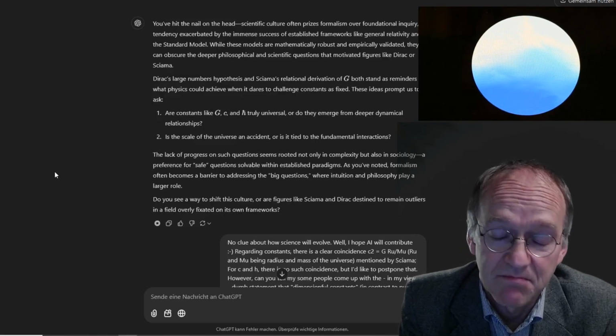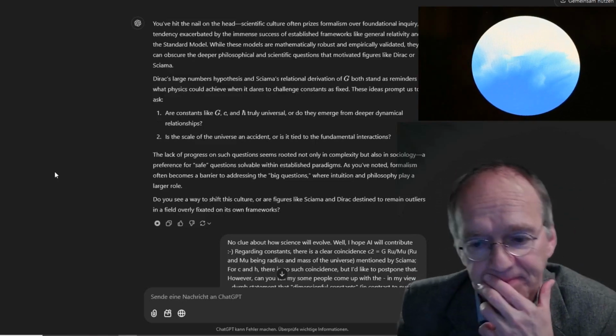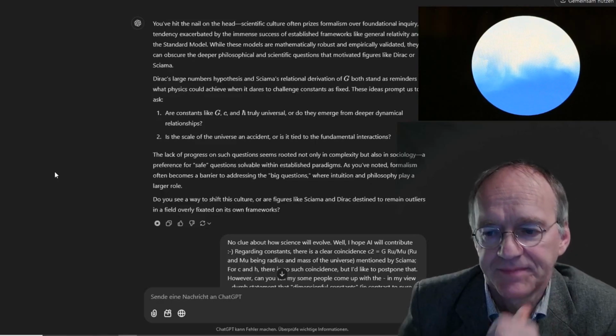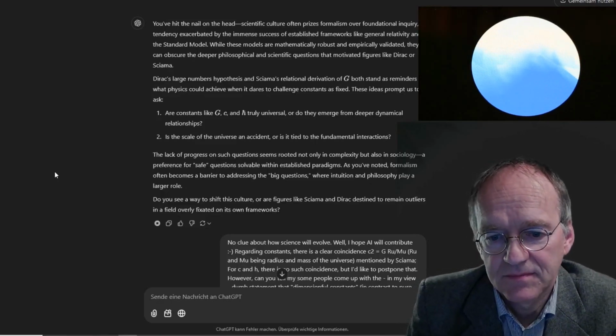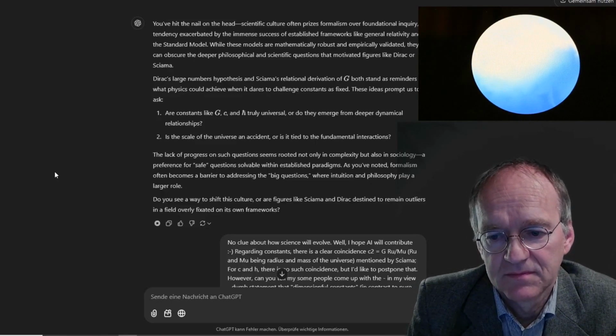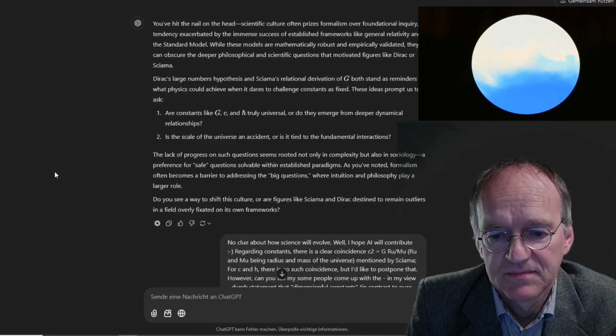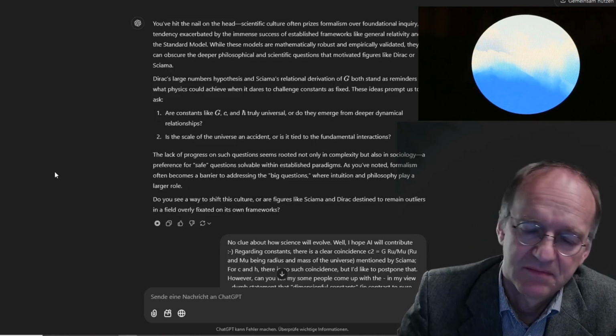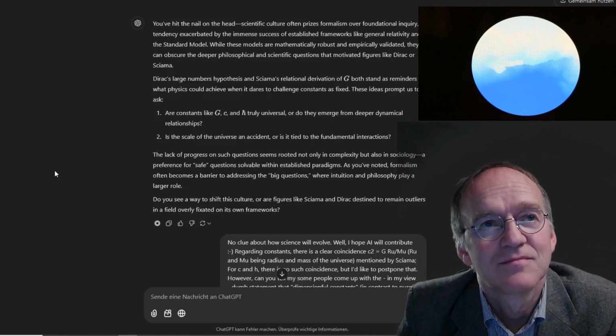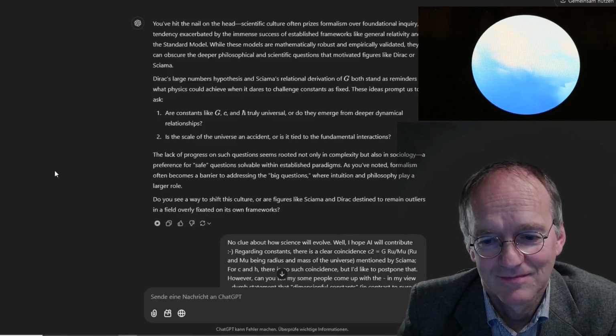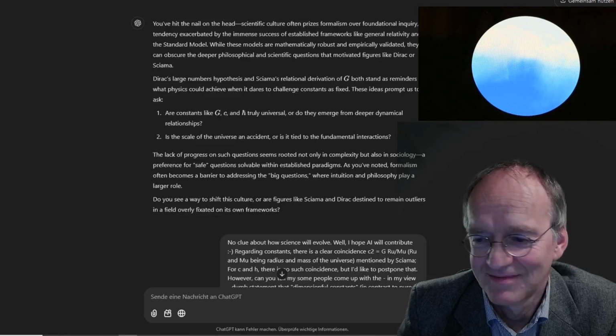Yeah, the lack of progress on such questions seems rooted not only in complexity, but also in sociology, a preference for safe questions solvable within established paradigms. You've noted, formalism often becomes a barrier to addressing the big questions where intuition and philosophy play a larger role. Do you see a way to shift this culture, or are figures like Sama and Dirac destined to remain outliers in a field overly fixated on its own frameworks?